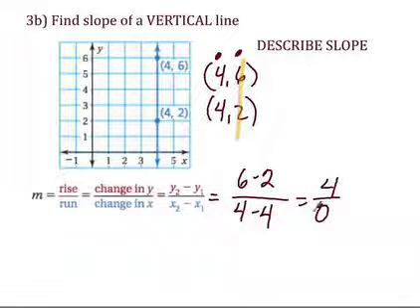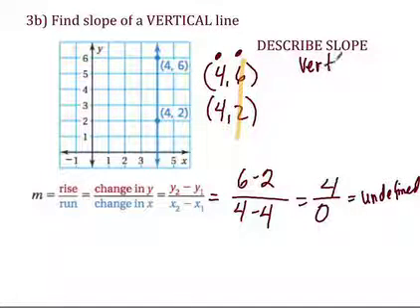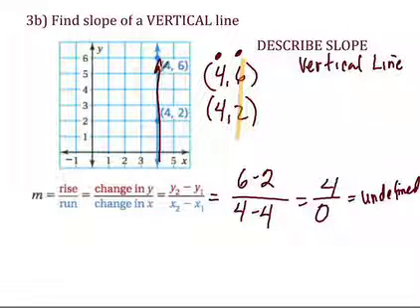If you remember, 4 divided by 0, there's no answer for that, so it's undefined. And don't write 0, because 4 divided by 0 isn't 0. Check it on a calculator. You'll get an error. So it's undefined. Describe the slope. It would be a vertical line. Think about trying to walk up this line with no tools. Impossible. So the slope is undefined.